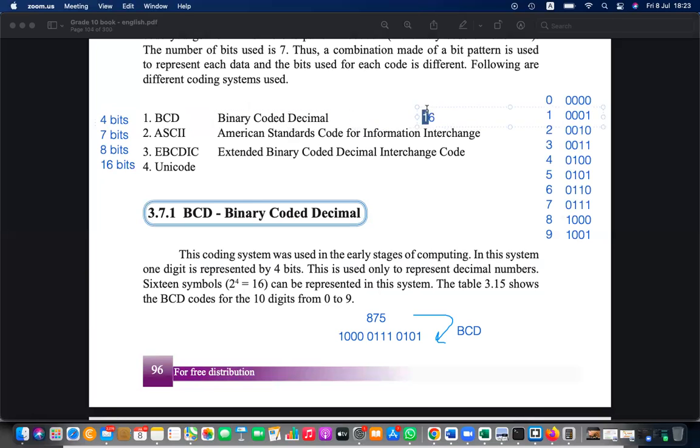Then ASCII, how many? How many symbols can you represent using ASCII? Calculate and tell me. Yes, how many symbols?